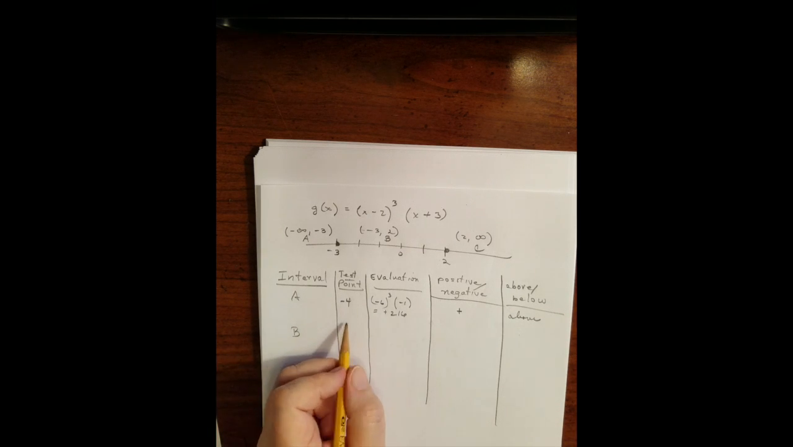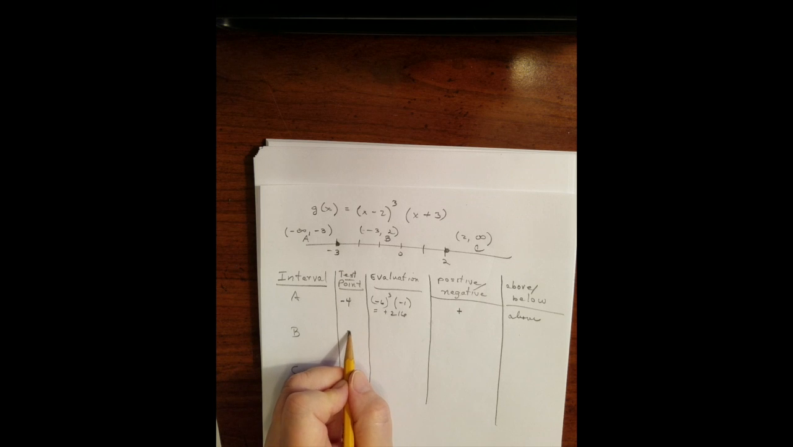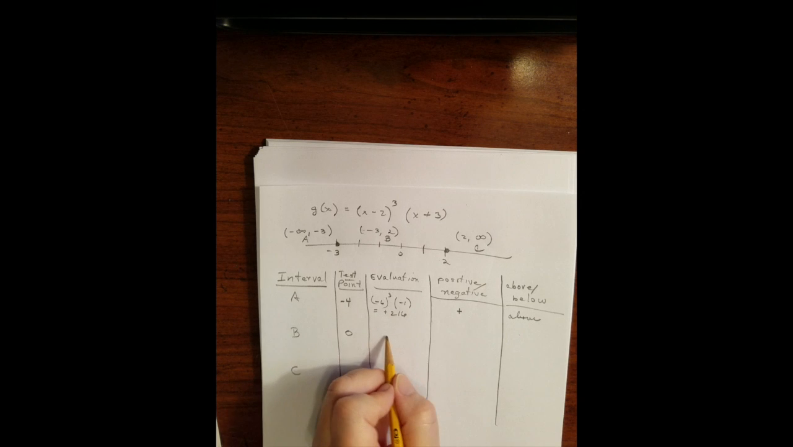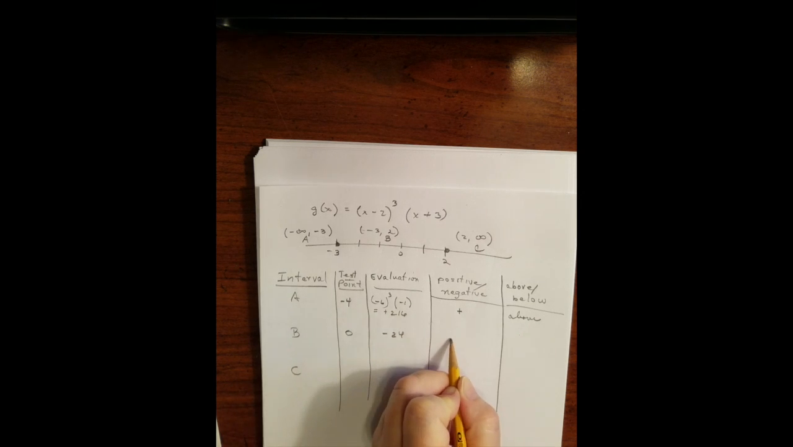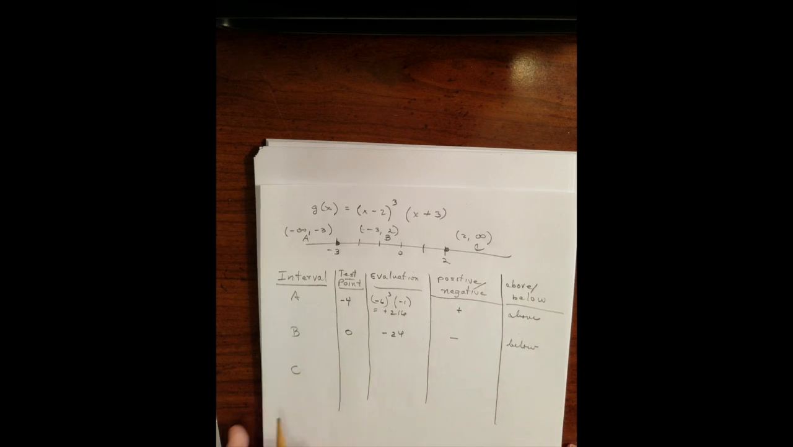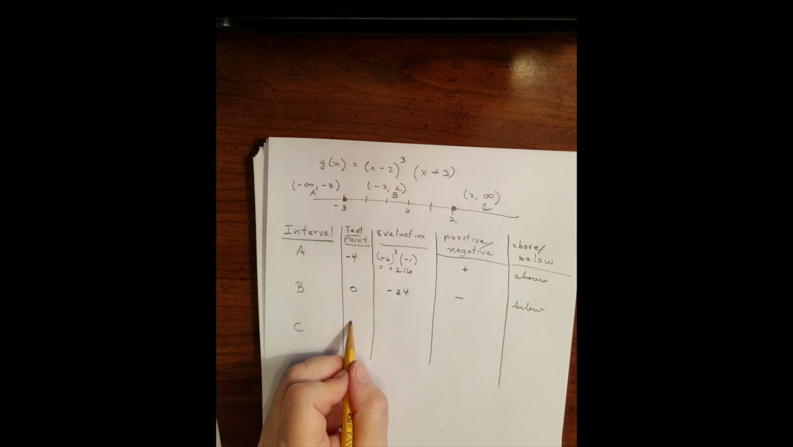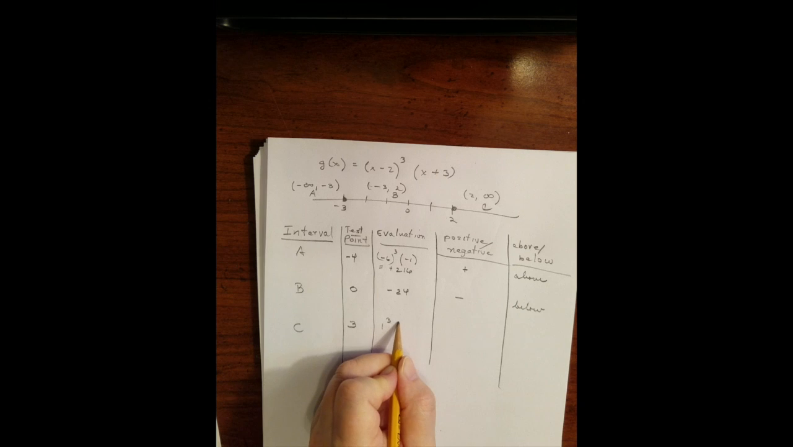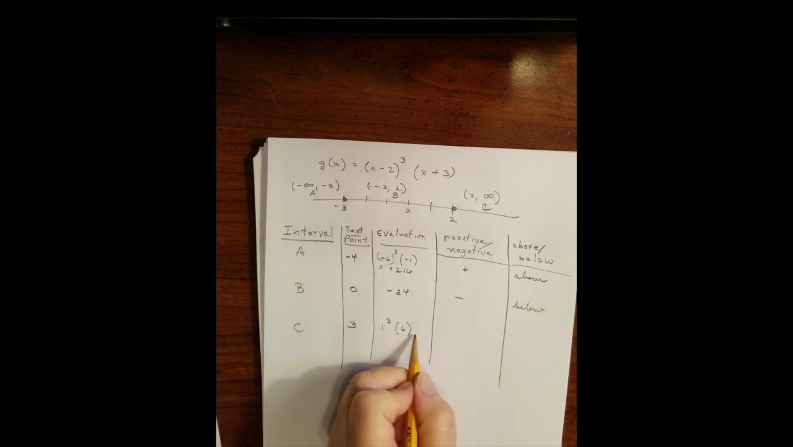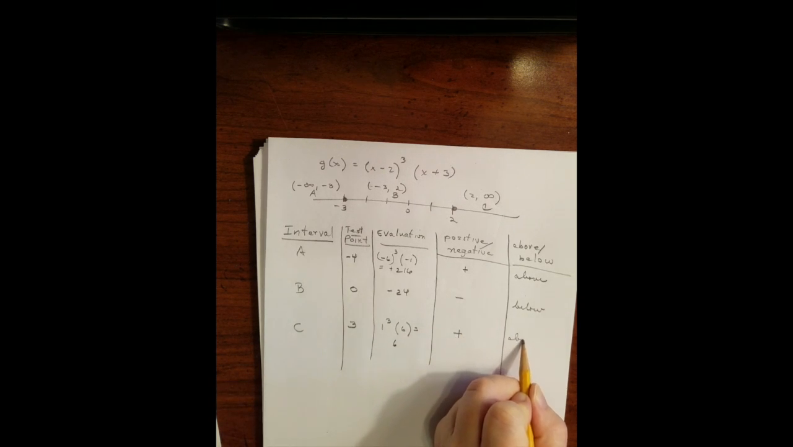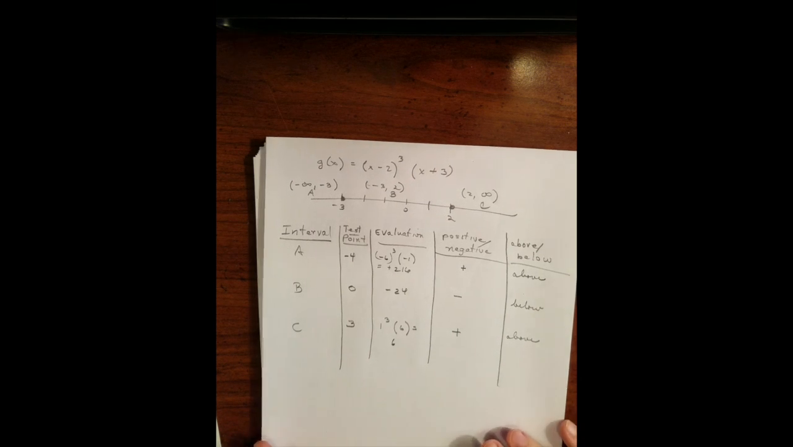Okay, so in interval B, that includes 0, so let's pick 0, and we found that that was -24, so that's negative, and so our graph is below the x-axis. And then in interval C, let's pick 3, and then if we plug that in, we'll get 1 cubed times 6, or 6. And that's positive, so the graph is above the x-axis.